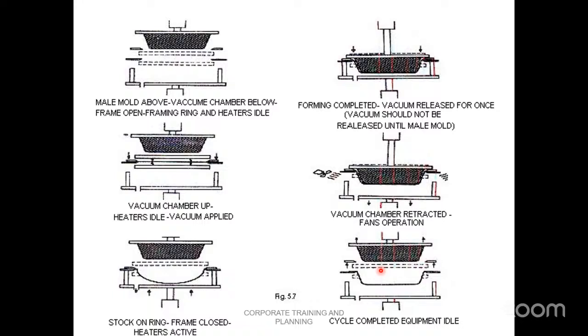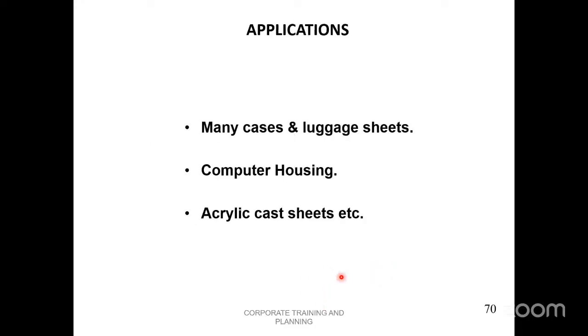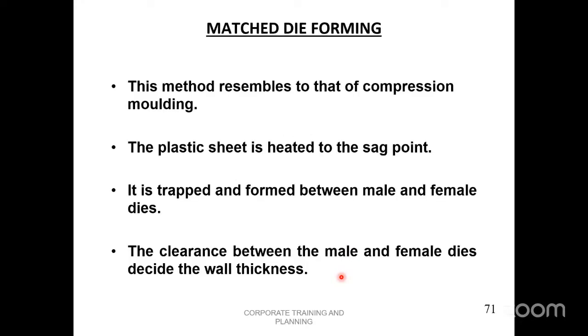And now this is a very good process, friend. The advantages: uniform wall thickness, complex shapes can be formed. Longer cycle time, but there are disadvantages. In many cases, luggage sheets are manufactured by this process. Comfort housing, acrylic cast sheets are also manufactured by this process.